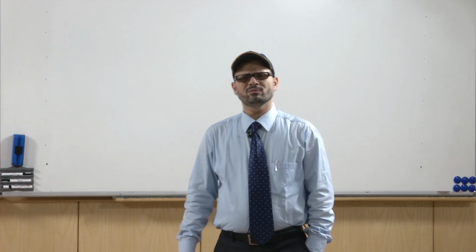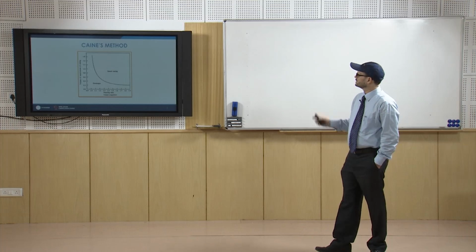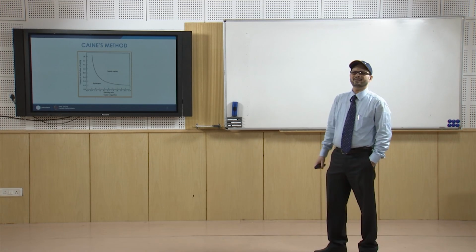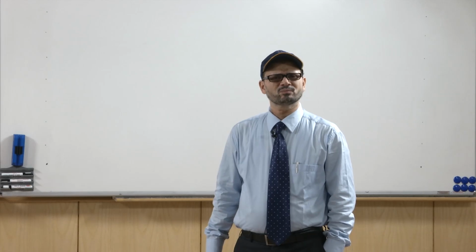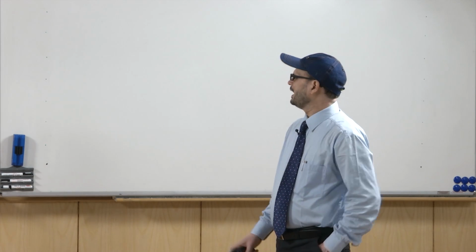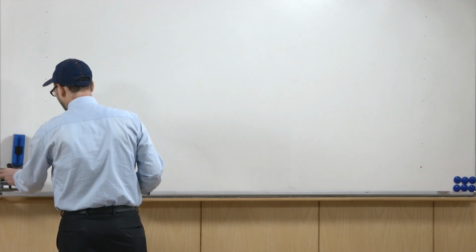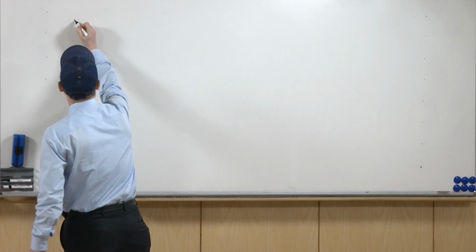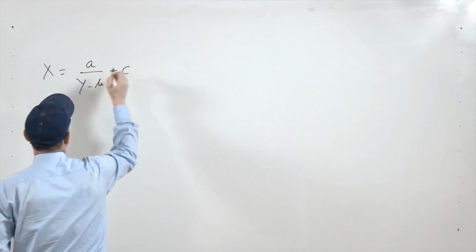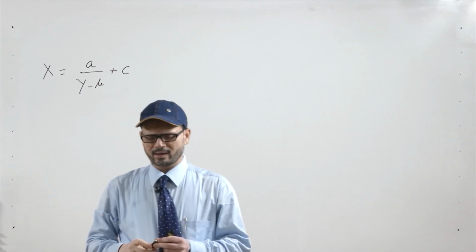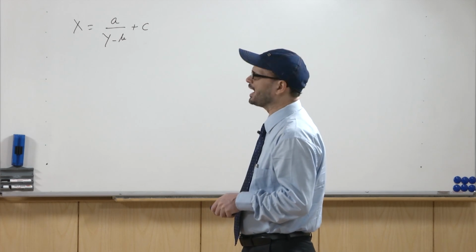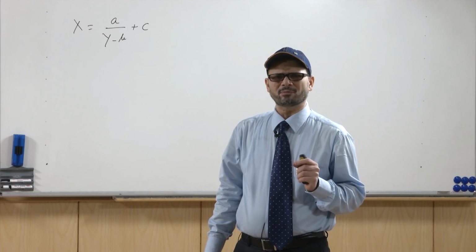So, the first method that we will discuss is the Caine's method. Caine has developed and given a certain equation for finding the riser volume, and this equation is x equal to a upon y minus b plus c. So, basically he has advocated the relative freezing time of the riser and the casting.